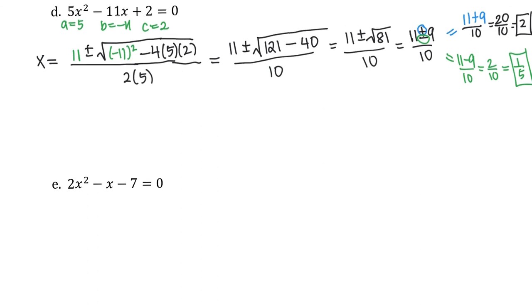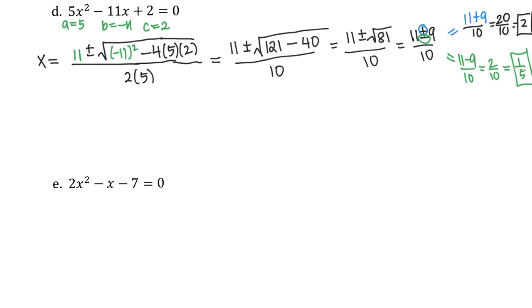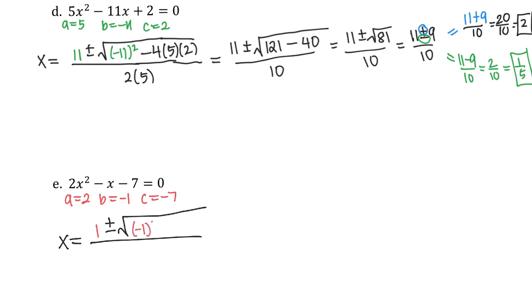Okay, last one. And I just threw in lots of negatives. Okay, let's see. X equals negative b. B is a negative 1, so if I do a negative 1, it switches to a positive 1. Okay, b squared, so negative 1 squared, minus 4 times a times c all over 2a.